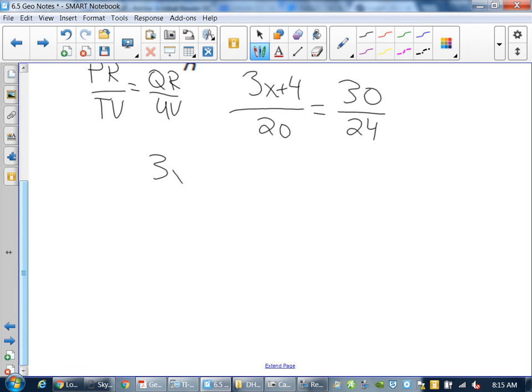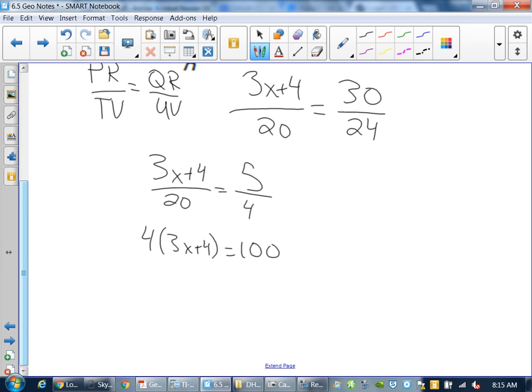So 3x plus 4 over 20 is 5/4. So 4 times the quantity 3x plus 4 is 100. Now there's 2 ways you can do it from here. Fraction equals fraction, cross multiply.